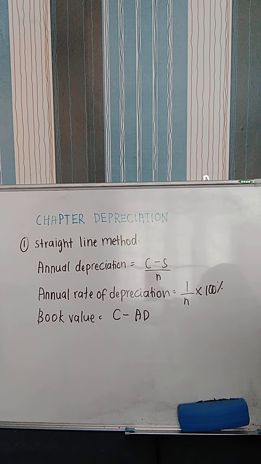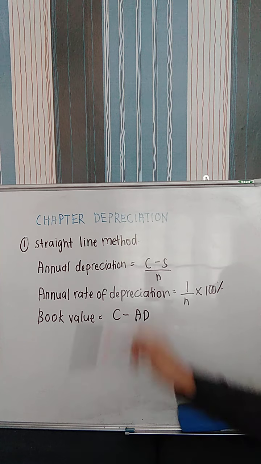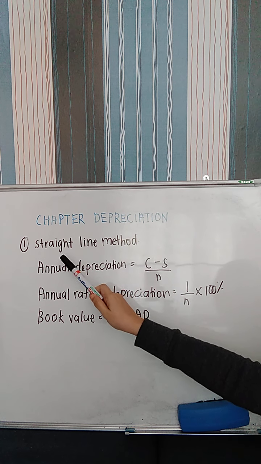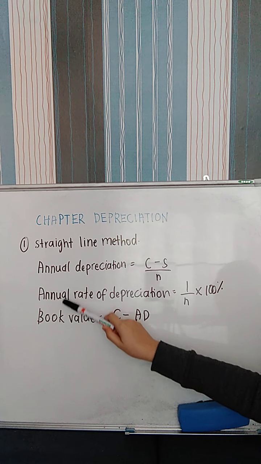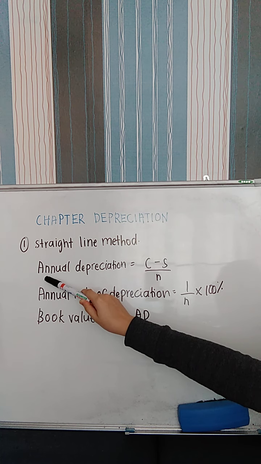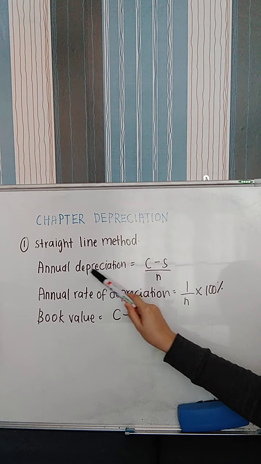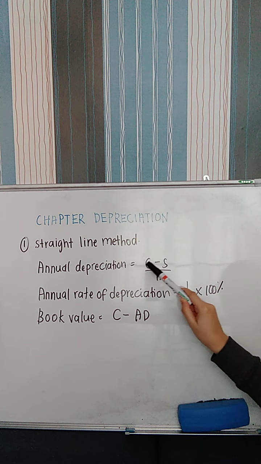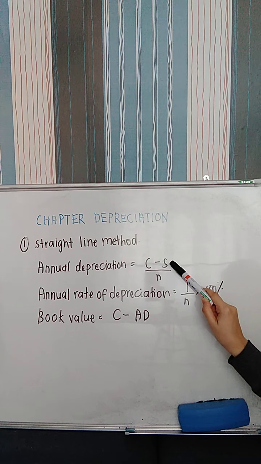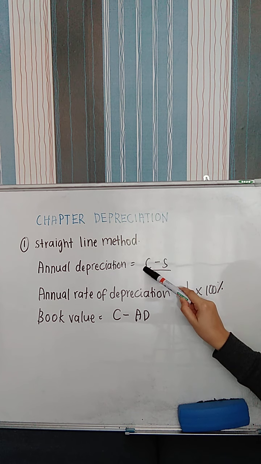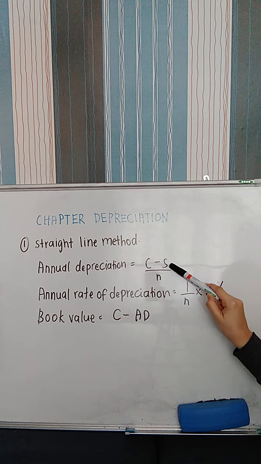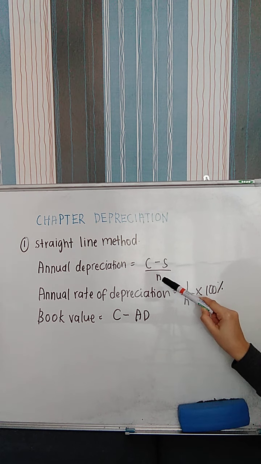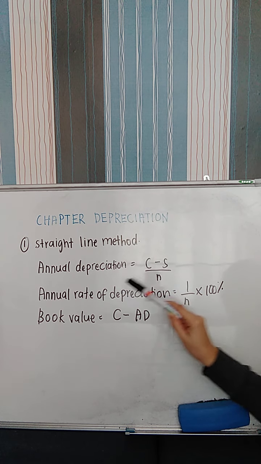Okay class, so we continue to the first method, the straight line method. For the straight line method, we have three formulas to use. Formula number one is annual depreciation, susut nilai tahunan. Annual depreciation is equal to C minus S, divided by N. What is C? C is cost and S is salvage value or scrap value, and then divide by N. N is useful life.